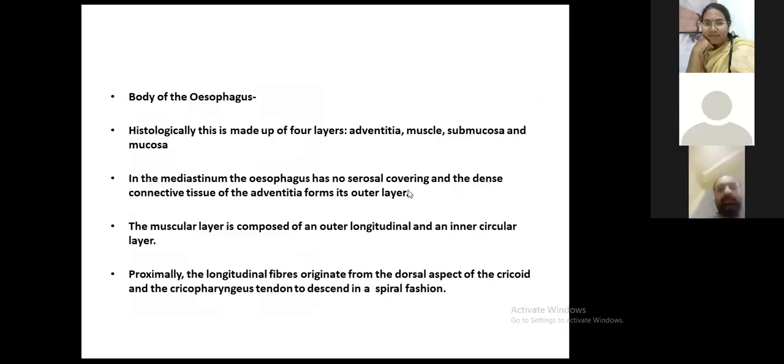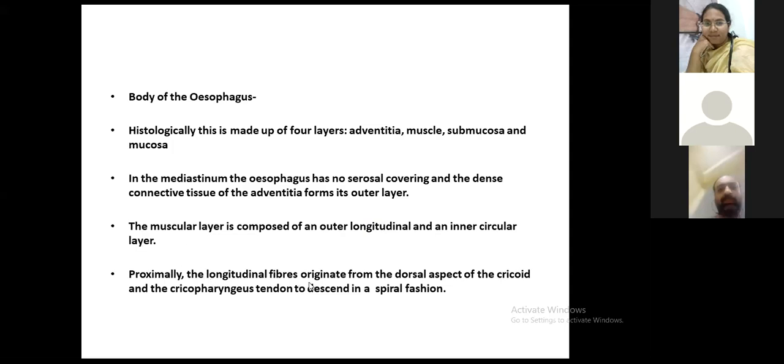So, next comes the body of esophagus. Histologically, it is made up of four layers, from the outside to inside: adventitia, muscle layer, submucosa, and mucosa. In the mediastinum, the esophagus does not have any serosal covering. There is a dense connective tissue of the adventitia, which forms its outer layer. The muscle layer is composed of the outer longitudinal and the inner circular layer.